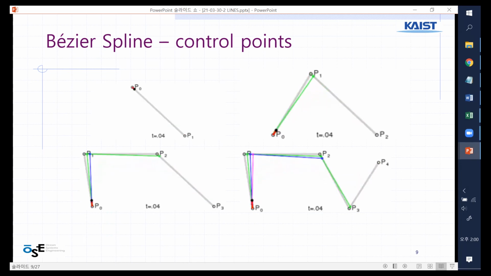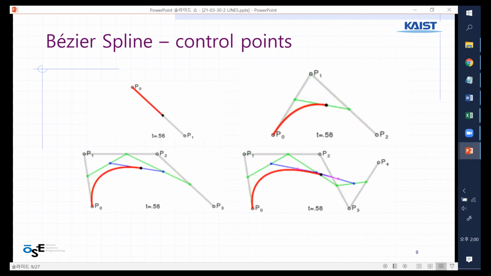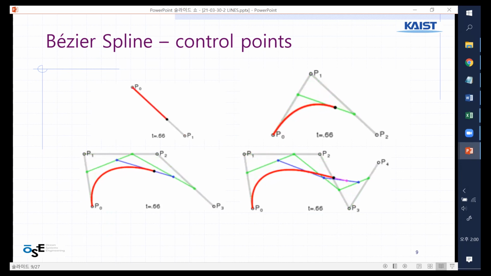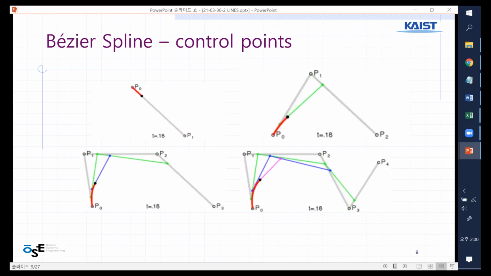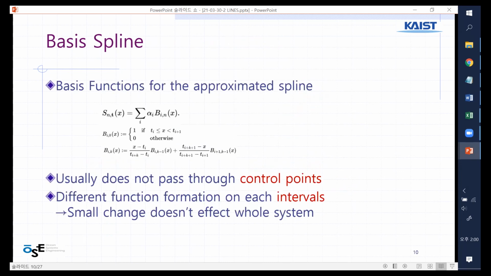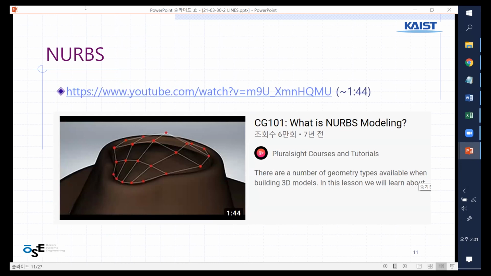And the curve does not pass through the control points, except at the starting point and end point. In the middle, they are not the same, right? It does not pass through. And then for each interval of the curve, the equation uses averaging, and the approximating is different. That gives you a different shape of the curve. Now we have a NURBS video.